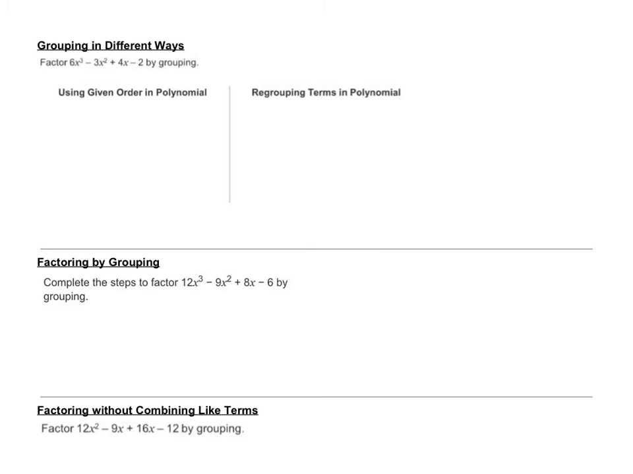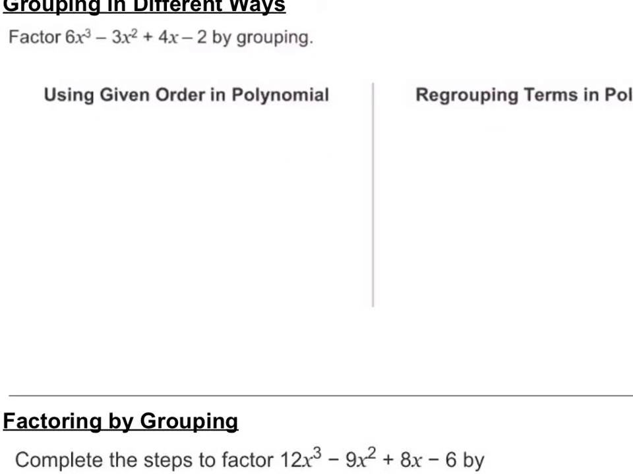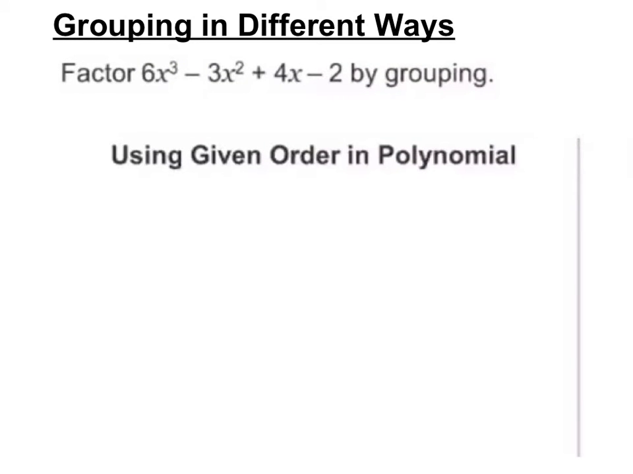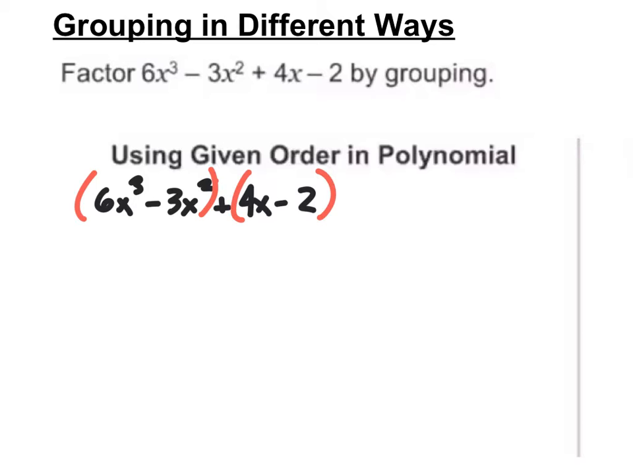Okay, let's take a look at this next one. What we want to do is be able to group this in different ways. So I'm going to take this polynomial, which is 6x cubed minus 3x squared plus 4x minus 2, and I'm going to do it just like we've been doing the last 2 examples. I'm going to group these two together and ask myself, what can I factor out of this? I have a 6 and a 3, and I have an x cubed and an x squared. So I can factor out a 3, but I can also factor out an x squared.